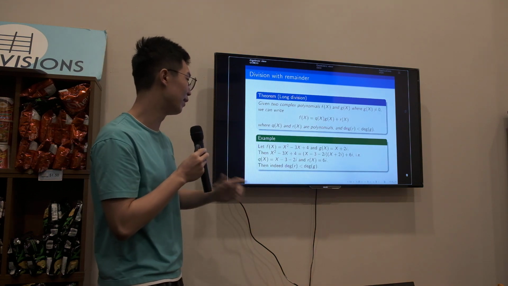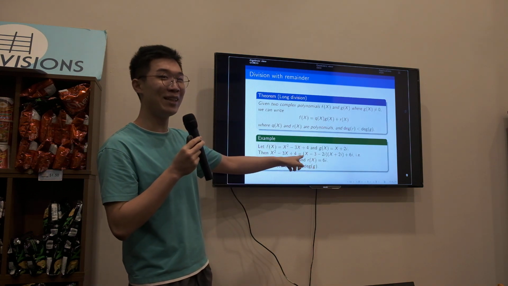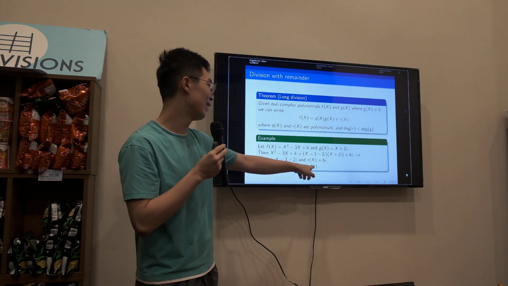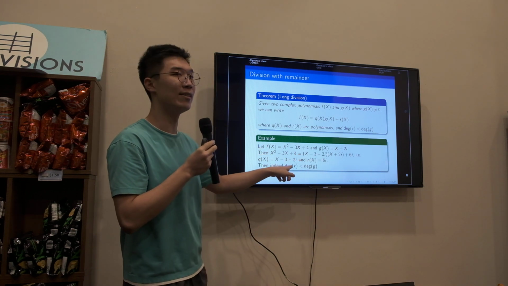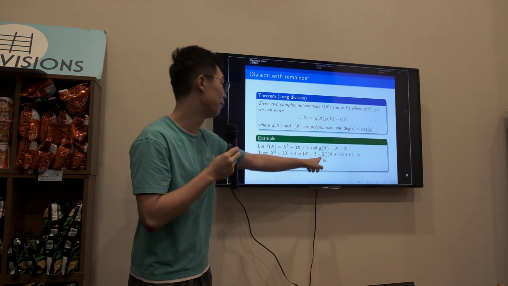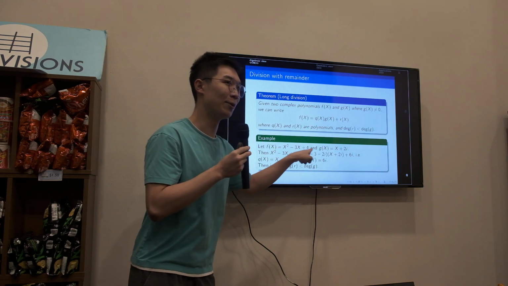Just believe me that the remainder is 6i, and because it's a constant, it is actually degree 0. So degree 0 is less than degree 1, which is g(x) here. That has degree 1, right?